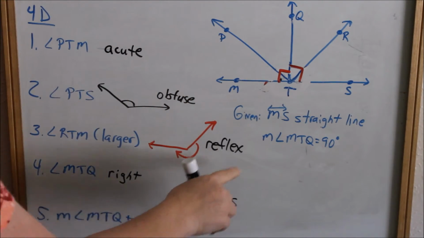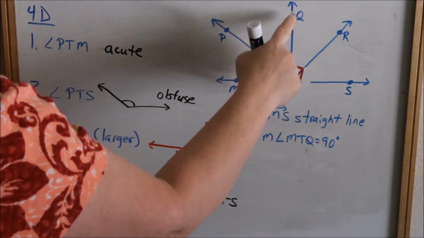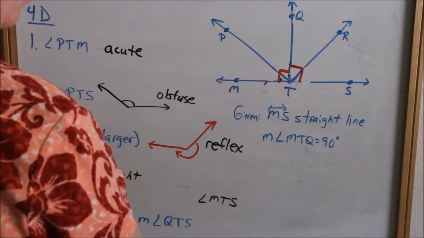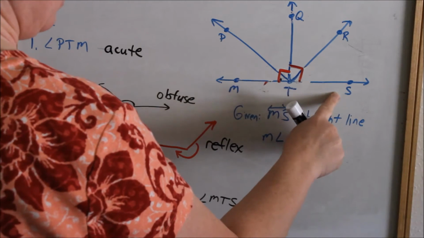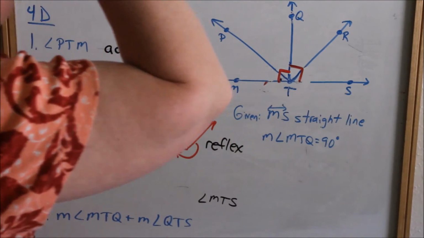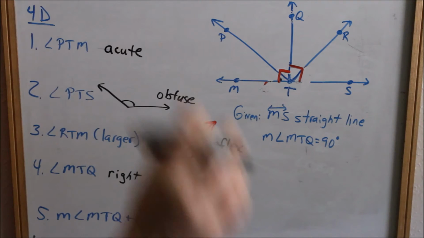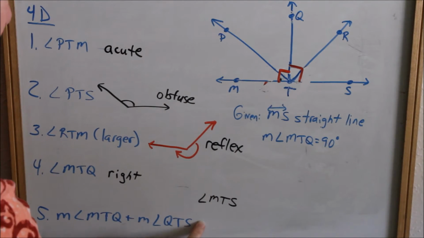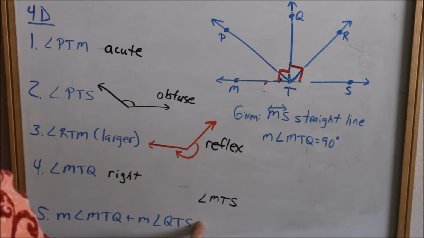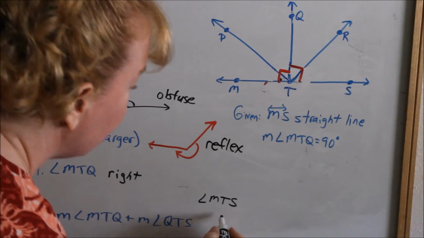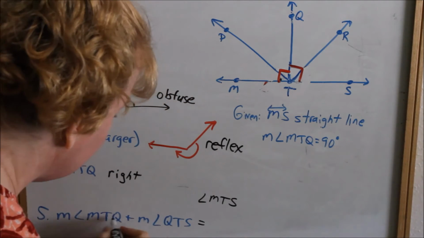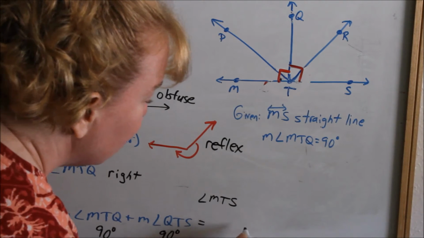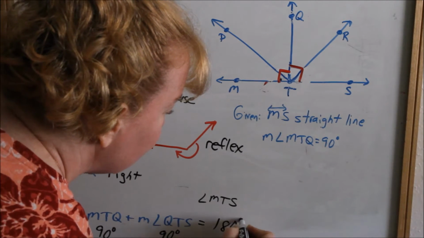And what did we know? Because angle MTQ plus QTS forms a straight line of MTS. What do we know about a straight line? It's a straight angle. And how many degrees are in a straight angle? 180. Okay? So since they're asking us the measure, we don't want to just write a straight angle. They're not asking us what type of angle it is. They're asking us for the measure. So the measure of one is 90 degrees, this one is 90 degrees. So 90 plus 90 is 180 degrees.